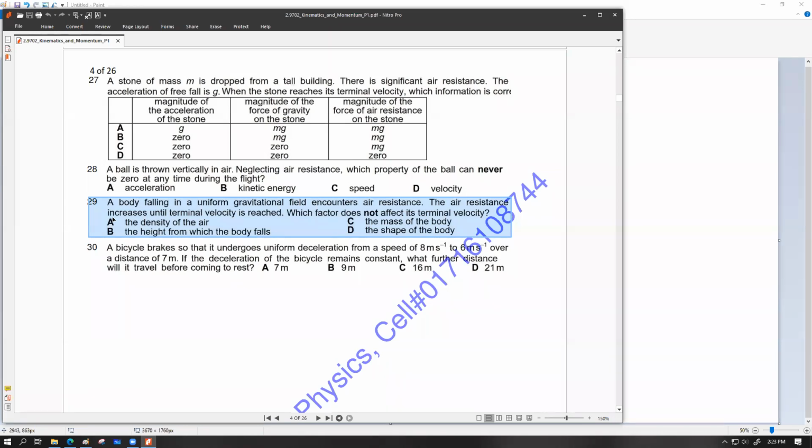Next, the mass of the body. Mass of the body is always very important, because mass multiplied by g gives you the weight, which is your downward force. So if you have a larger object, naturally it should have a higher terminal velocity, and a smaller object should have a lower terminal velocity.